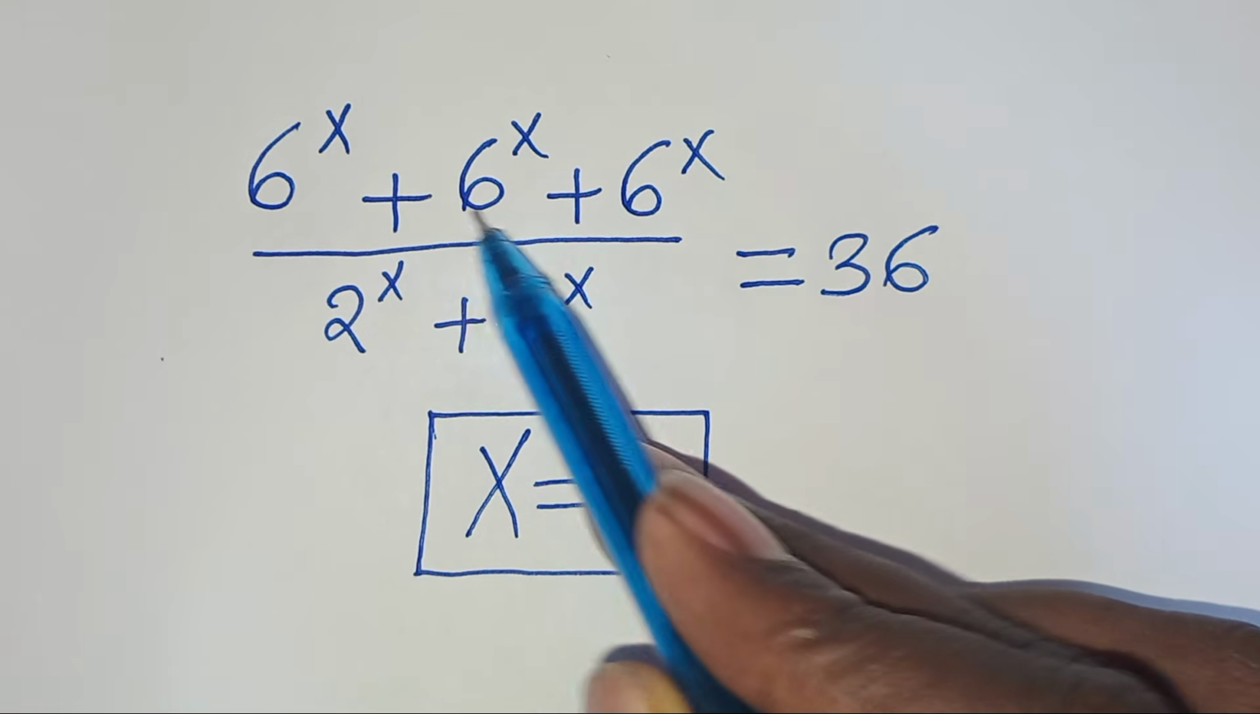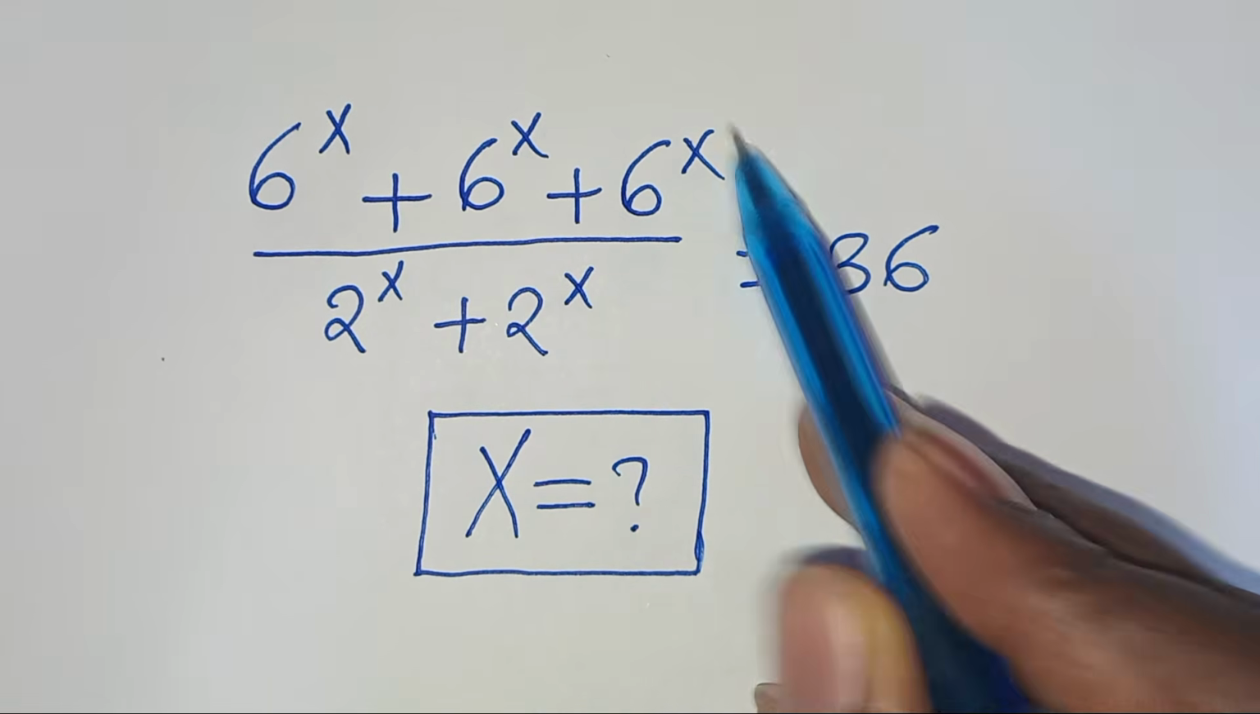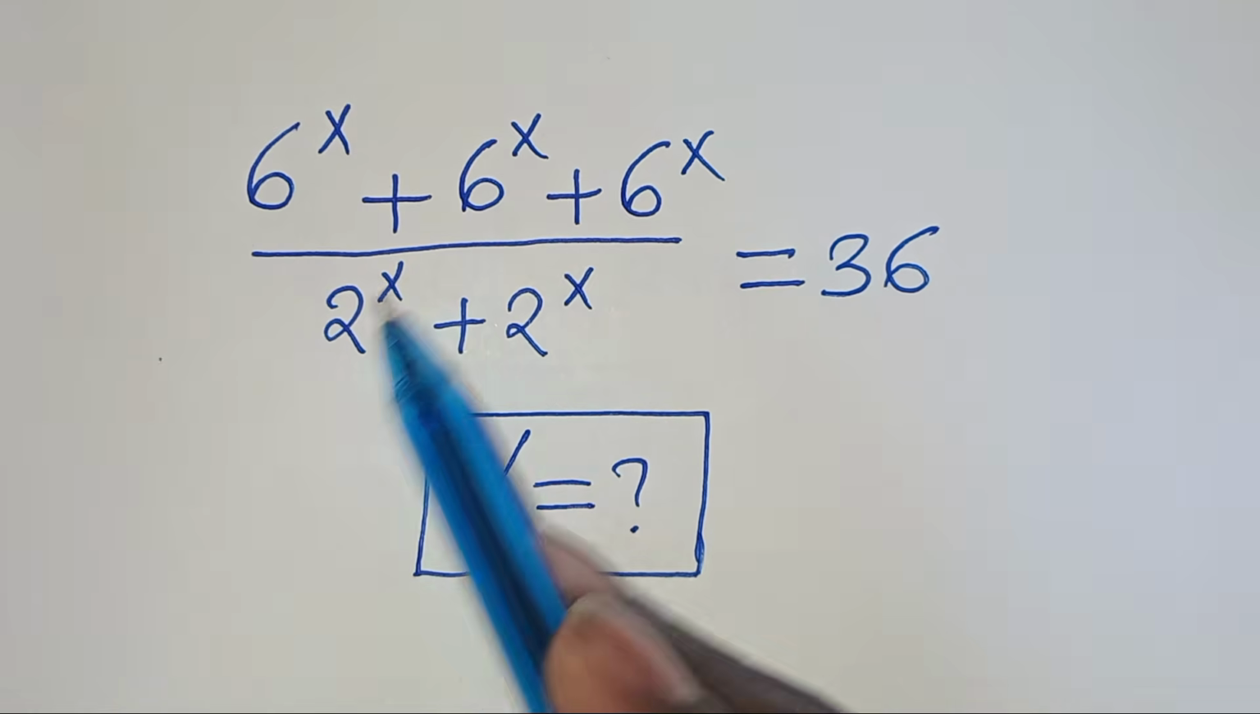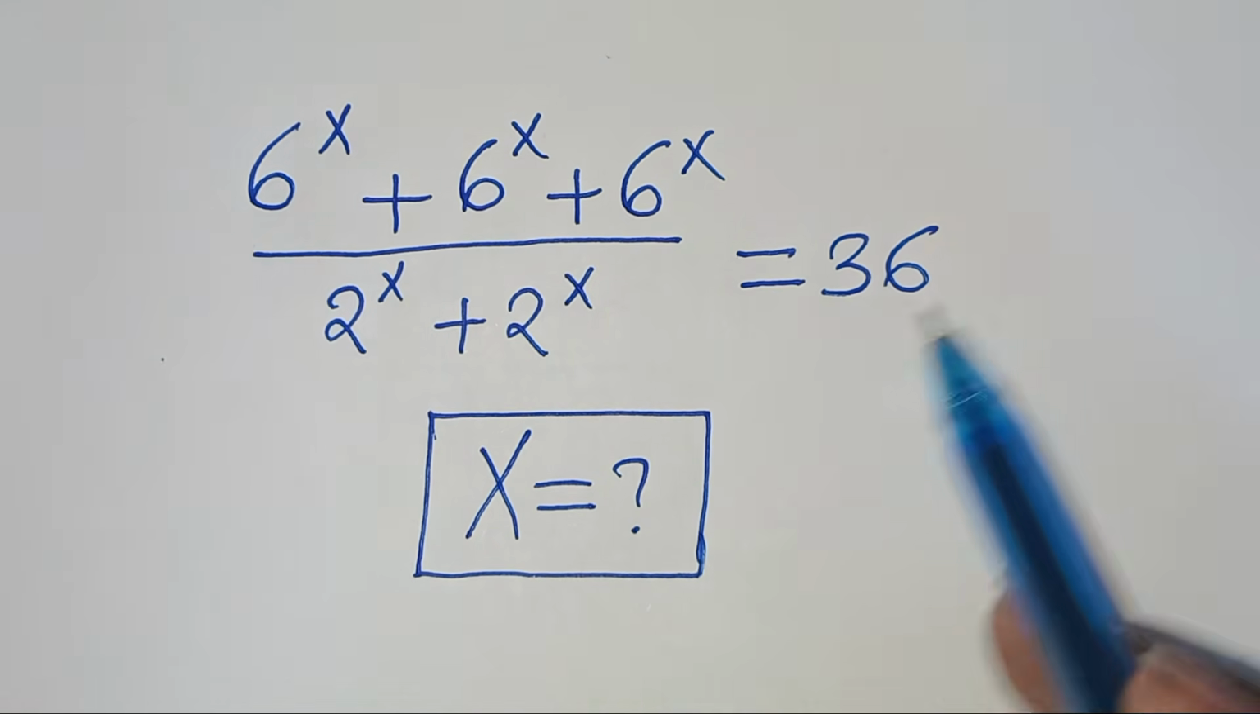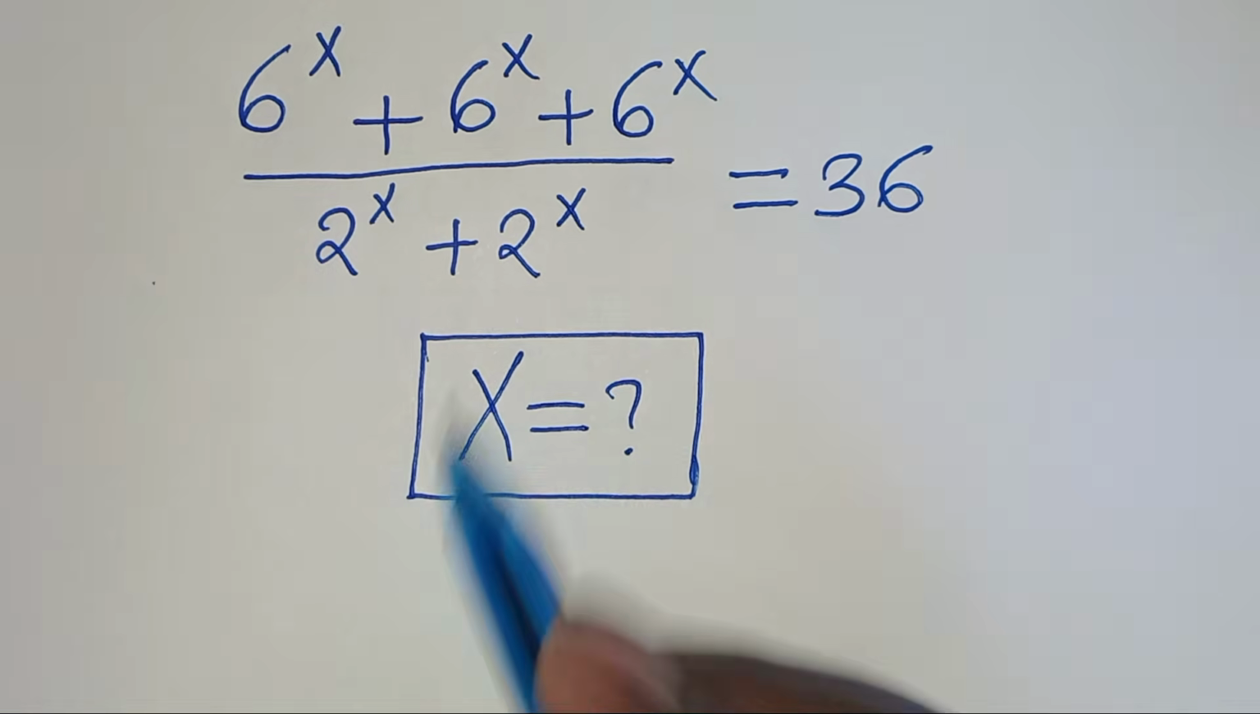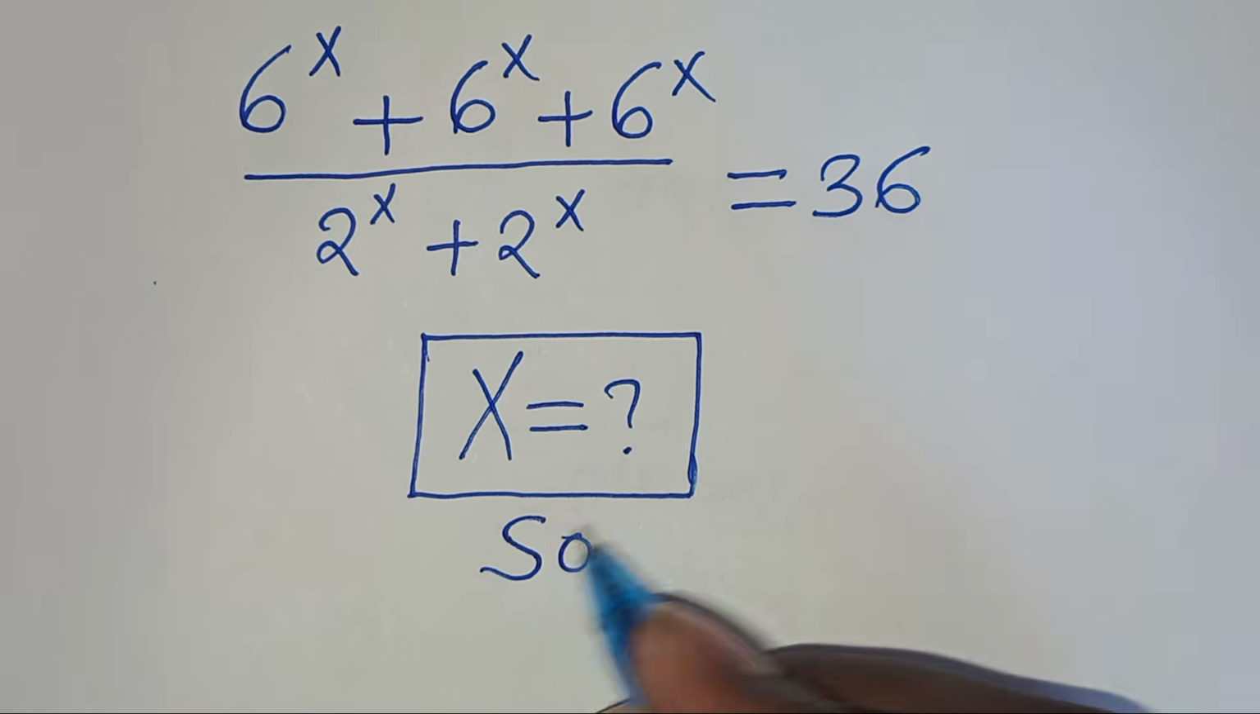6 to the power of x plus 6 to the power of x plus 6 to the power of x, divided by 2 to the power of x plus 2 to the power of x, is equal to 36. So what is the value of x? Now let's provide a solution from here.